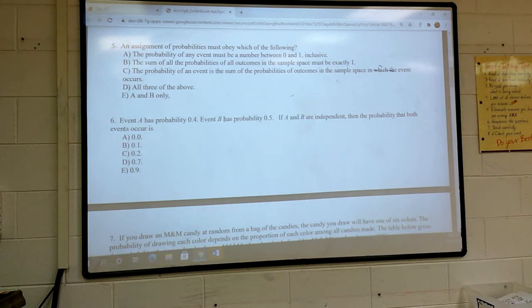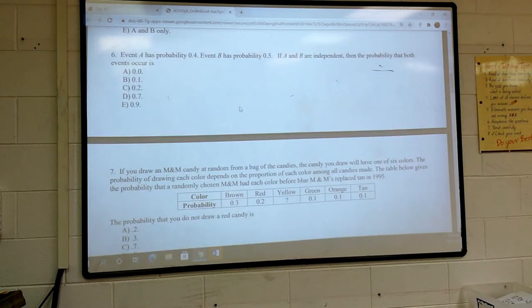Number 6, event A has a probability of 0.4. Event B has a probability of 0.5. If they are independent, then the probability that both events occur is. If they're independent, what does that mean you can do? You can multiply them. So 0.4 times 0.5 is, all right. So there's number 6.